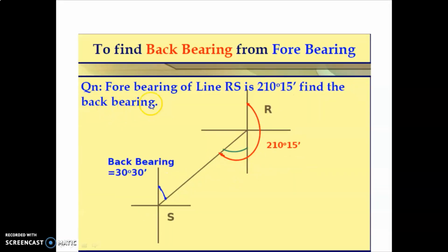Here you can say the fore bearing of the line is 210 degree 15 minute. This value is greater than 180 degree. So to find the back bearing of the line, what you have to do? You have to deduct 180. So back bearing is equal to fore bearing, this is your fore bearing 210 degree 15 minute, minus 180. So what is your answer? 30 degree 15 minute. We already solved this example, but I have some more examples, so I am showing you.